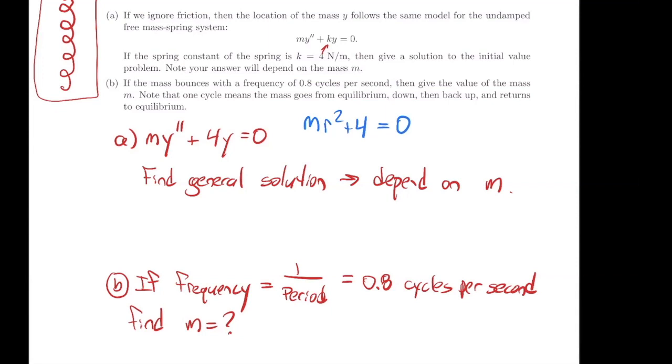And this means that our roots, we would have r squared is equal to minus 4 over m. And so r would be plus or minus 2 over the square root of m, times i, taking the square root of the minus 4.